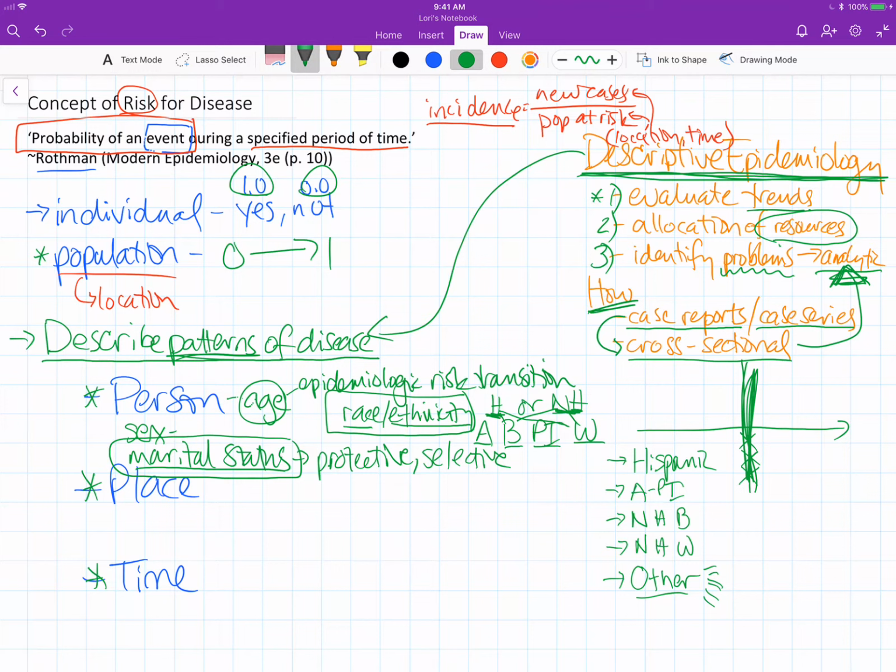However, as long as it is helpful in describing a pattern of disease, then it will help us to evaluate trends. Even more importantly, it will help us to allocate resources to groups that are underserved, or where we have health disparities. Often when you hear the conversation about health disparities, it is around race ethnicity. So let's talk about a couple of important pieces to this.